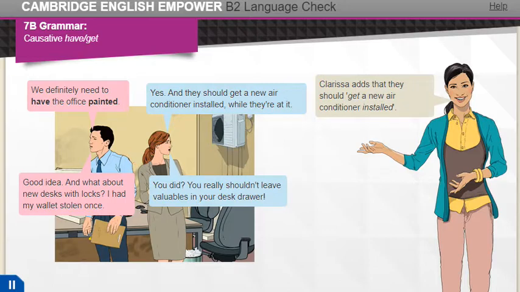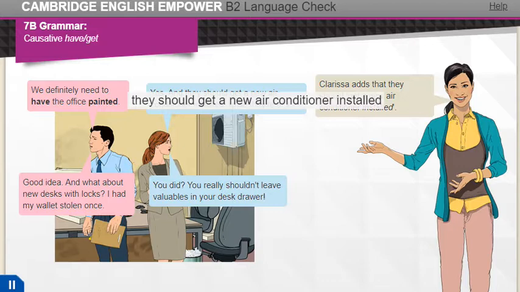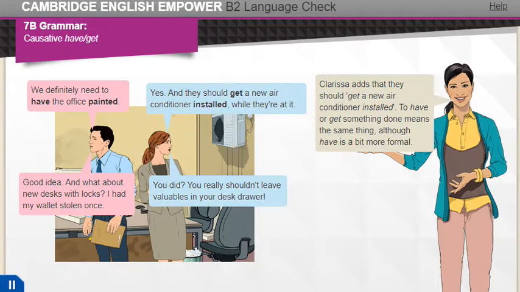Clarissa adds that they should get a new air conditioner installed. To have, or get something done, means the same thing, although have is a bit more formal.